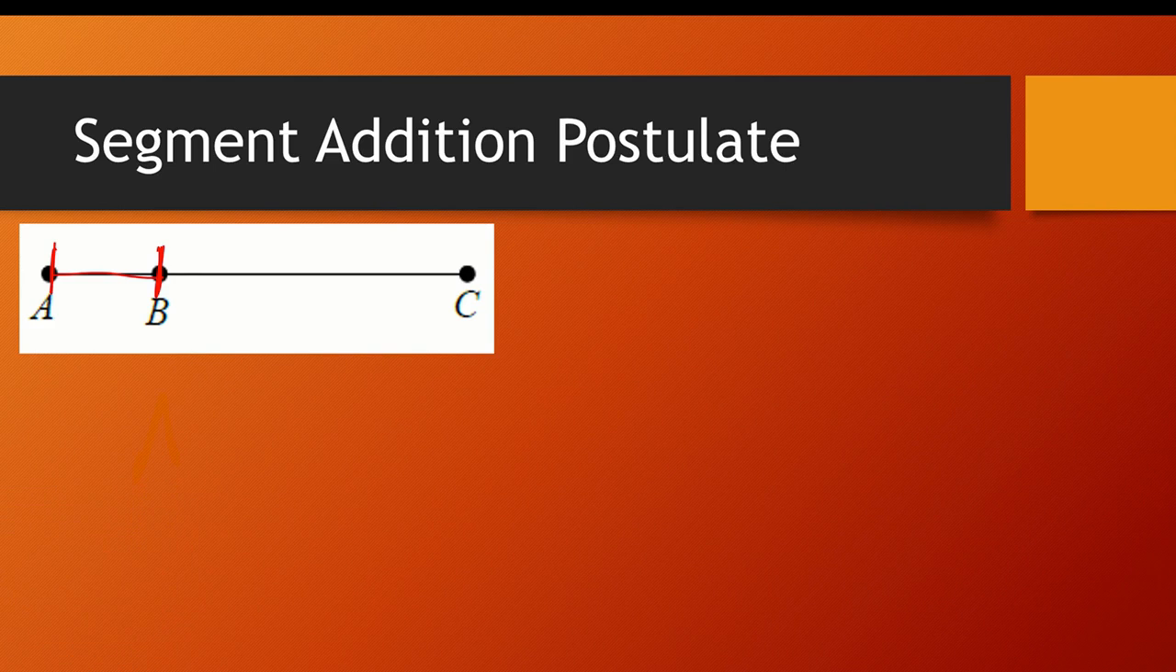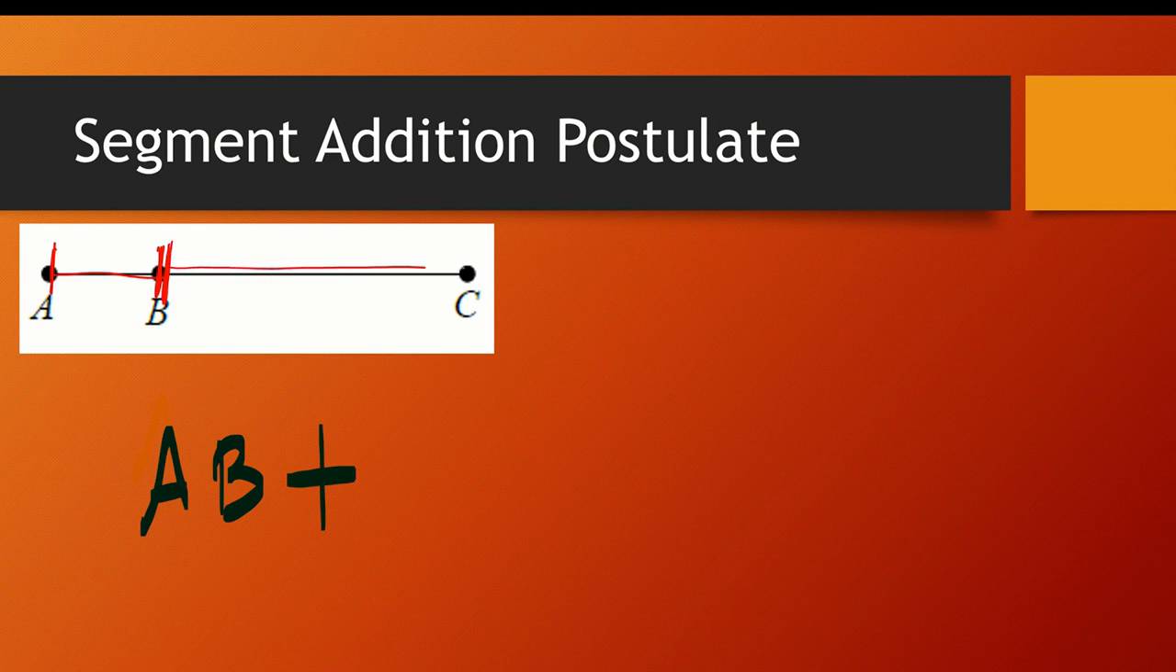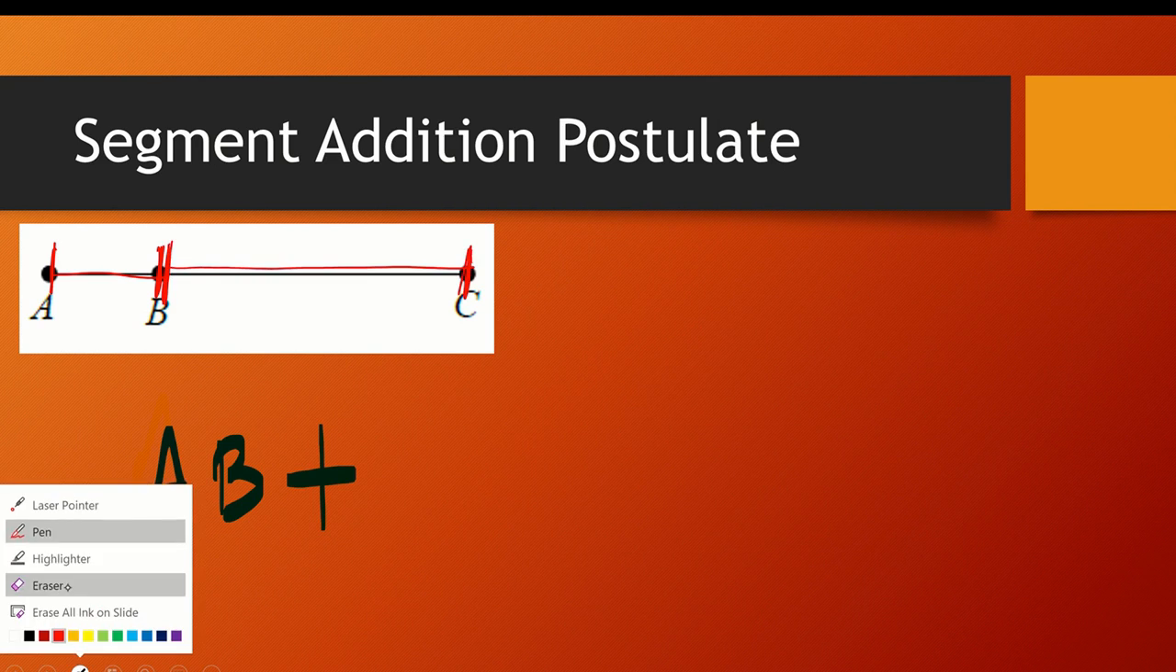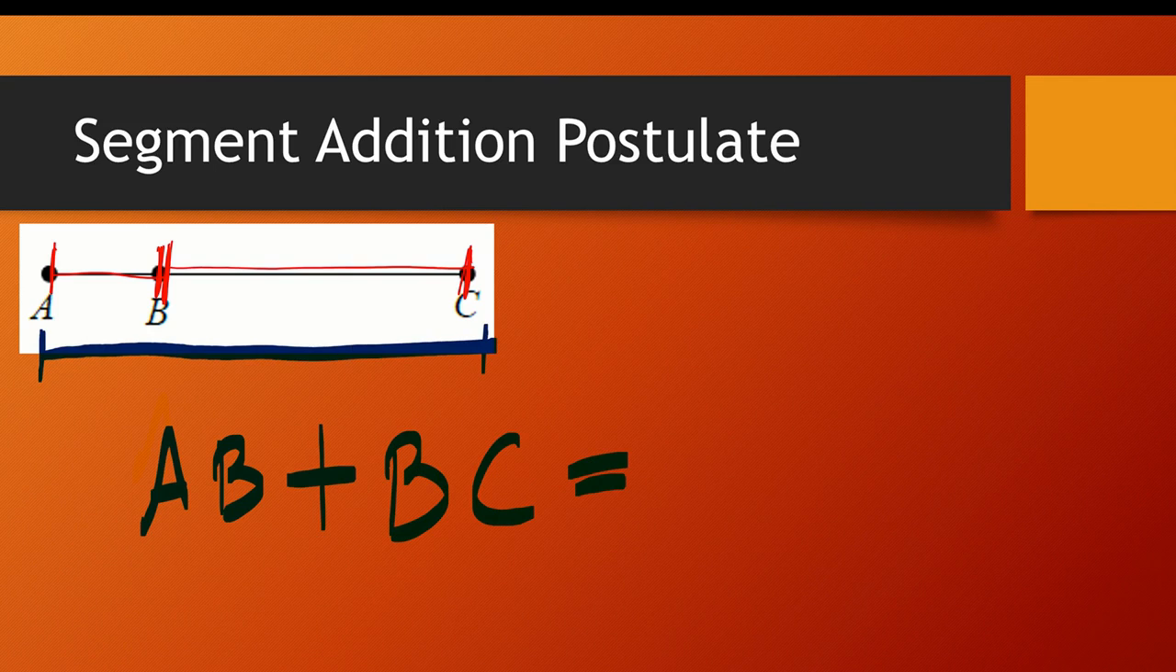If we were to take segment AB and add it with the segment from B to C, what does it create? If you take the whole thing, it gives you everything from A all the way to C. That's exactly what it's saying. If you add the two smaller parts, this little part and this big part, together, then you get the entire thing.